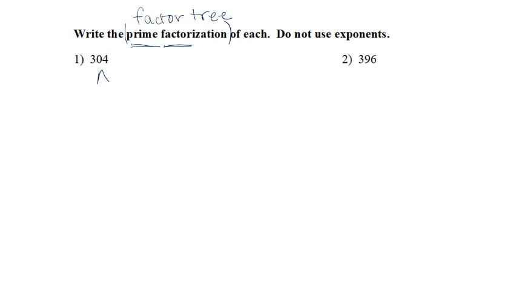So here is 2 and 152. I'm getting my calculator out real quick so I can make sure that that is correct. And it is. Then 2 cannot be broken down anymore. That's considered prime, but we can break down 152. So if we take 152, we can divide that by 2. I always divide by 2 until I can't divide by 2 anymore.